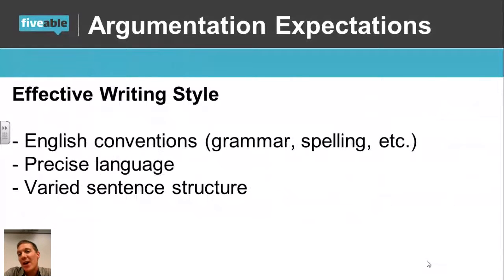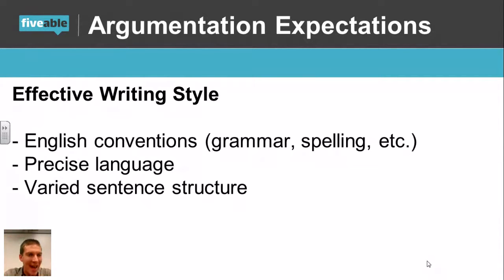Actually, last week as we ended rhetorical analysis, we talked a little bit about this. Now, we mainly focused last week on embedding quotes, which is a skill that's actually useful for synthesis and rhetorical analysis. We did it through the rhetorical analysis lens. Effective writing, all the other components that we talked about very briefly, still apply to argumentation. English conventions, meaning grammar, spelling, capitalization, etc. Precise language, and varied sentence structure.